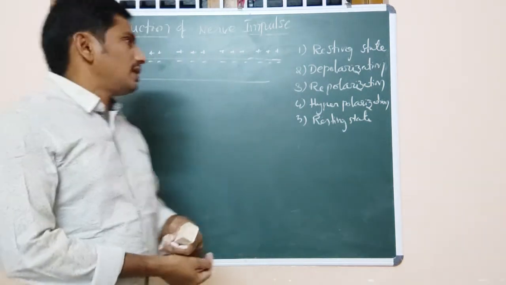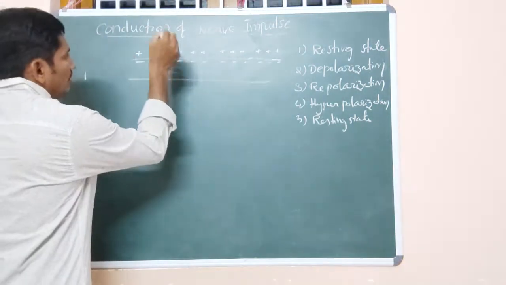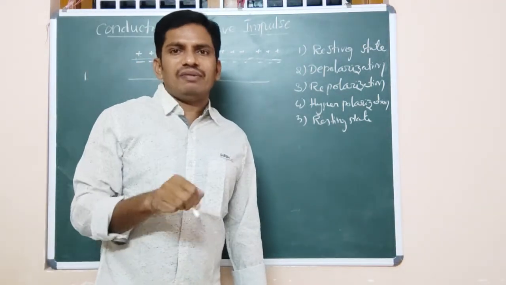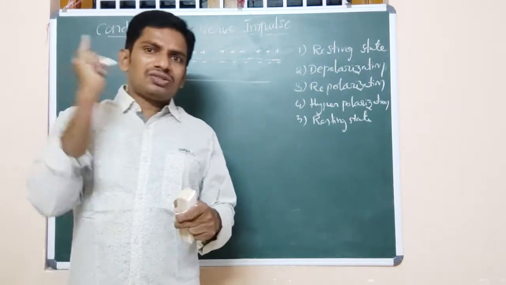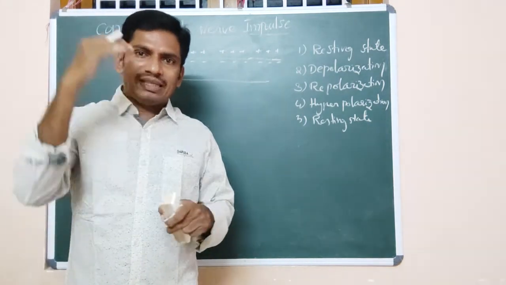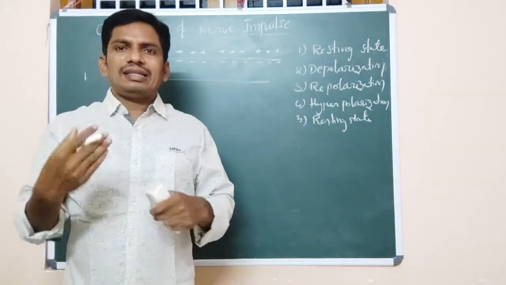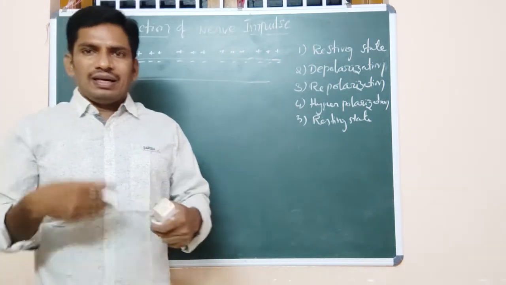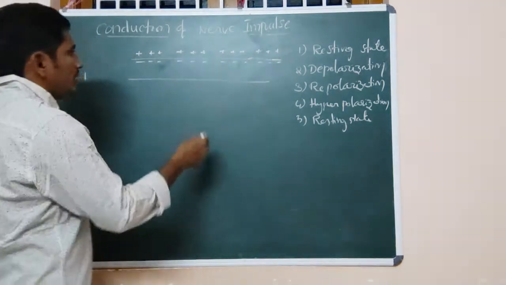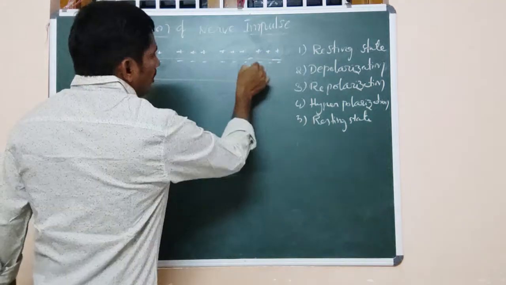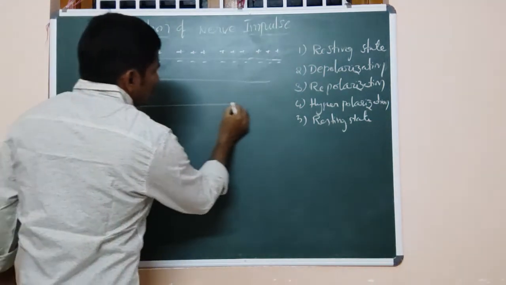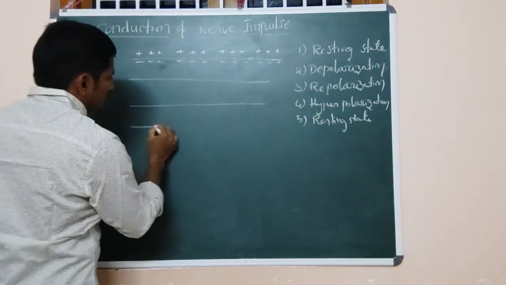It's a polarized state. Now if you give the stimuli somewhere, once it starts, it does not stop until reaching the destination, which is the sensory or the reflex, whatever it is. Now this is the resting state. We call it the resting state. In the next state, this is depolarization.